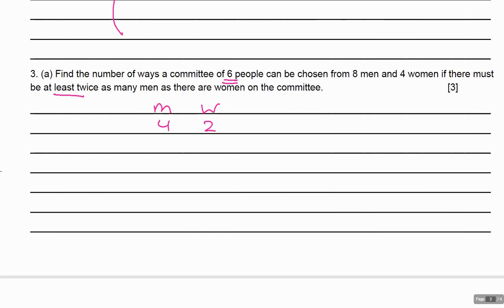Go backwards. What if there were 3 men and 3 women? Does that meet the criteria? No, because it has to be at least twice as many. So that means it has to be bigger. Now, if I had 5 and 1, is that at least twice as many men as women? Yeah. And what if I had 6 and 0? Yeah, that's at least twice. Now, how many men did I have to choose from?